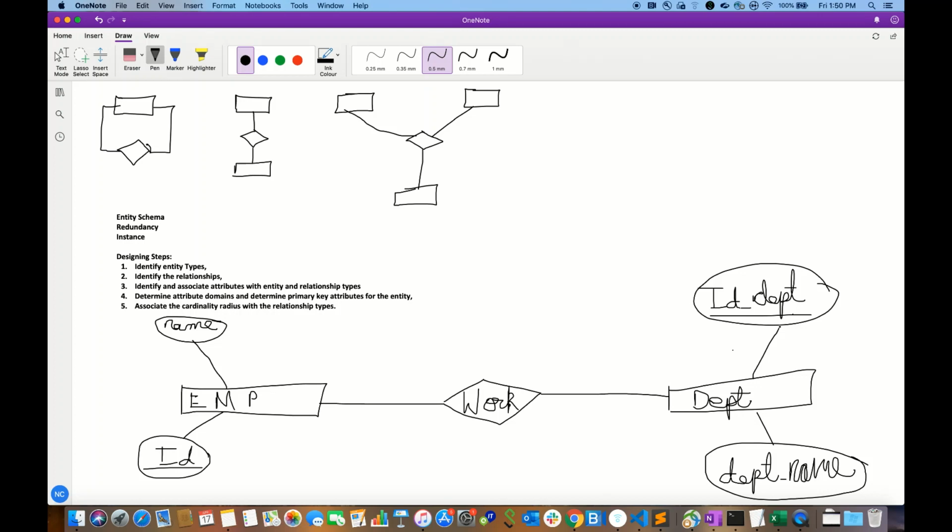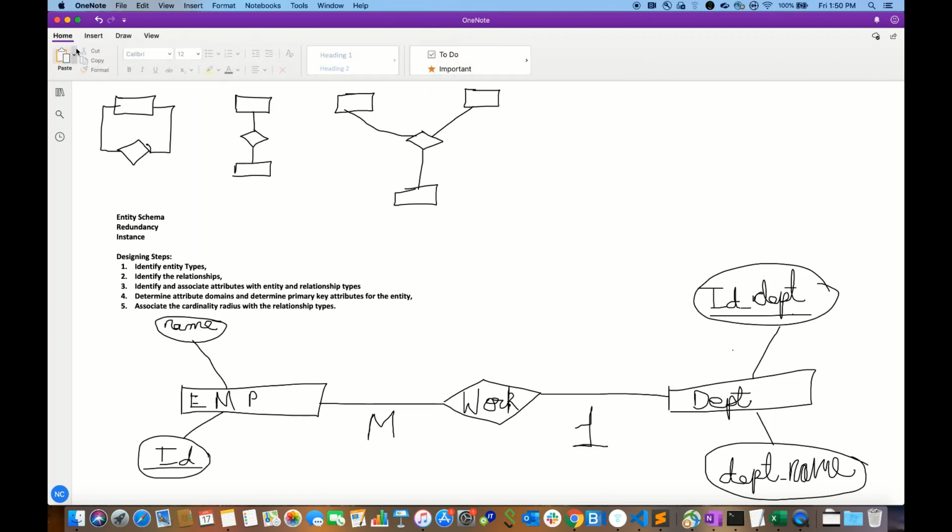And as we discussed in the example, many employees work in a single department. So on the left side of the work, let us consider M employees work for a single department. So there is a relationship coming to work from M employees and one relationship going to the department. So the cardinality of employee is M and the cardinality of the department is 1. I hope everything up till now is clear to you.